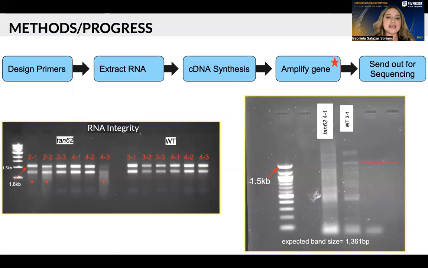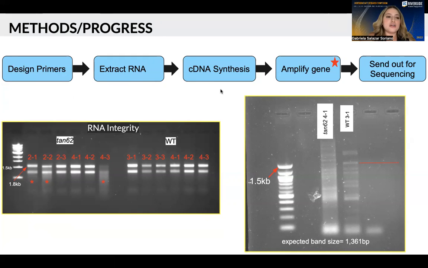And so in order for me to find exactly what is causing the TAN62 mutation or the phenotype, I am trying to amplify the opaque 1 locus in Tangled 62 mutants to be able to identify exactly what the mutation is. And so far, I've been able to design multiple sets of primers that span the entire opaque 1 gene. And then I went ahead and extracted RNA from Tangled 62 mutants and tested them for their integrity. Then using the best samples, I went ahead and did cDNA synthesis. And right now I'm at the part where I'm trying to amplify the gene.